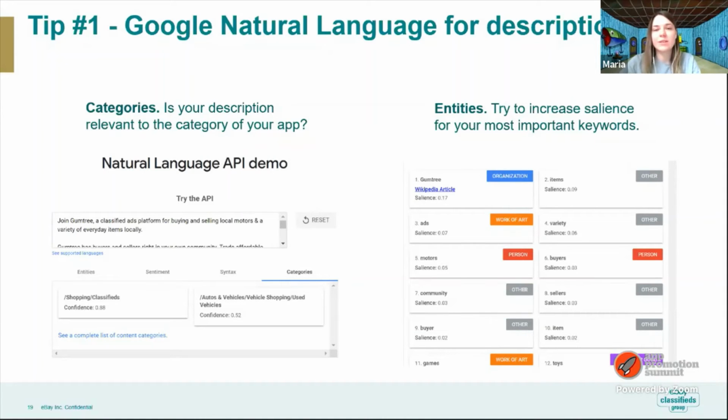The second one is entities. This one will analyze the keywords in the sentence and keywords in the text itself. The main purpose is to understand whether those keywords are random, or whether they make any sense together. And here, the most interesting thing for you would be to check the salience of your keywords, especially your most important keywords. Because if it's low, it means that you might want to tweak your description a bit.